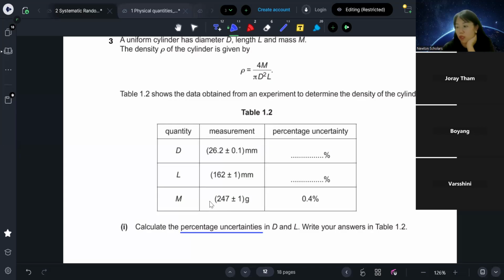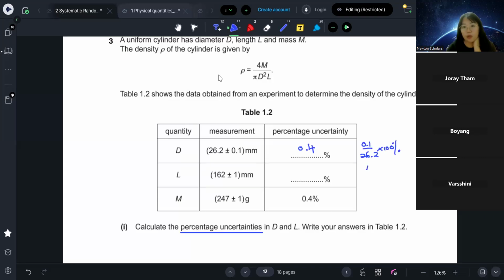0.8 and 0.6. 0.6 correct, but 0.8 no. The first one is 0.6. D is 0.4. Yes, the second one correct, 0.4. Then another one is 0.6. Yes, correct, dear. Okay, here, this one is 0.1 divided by 26.2. You times 100%, you should get 0.4.